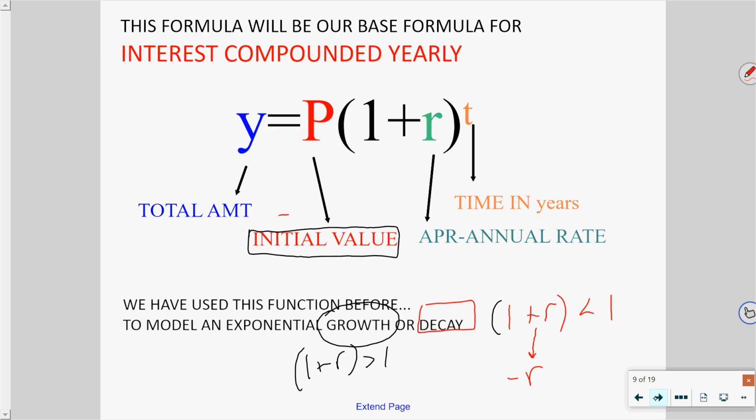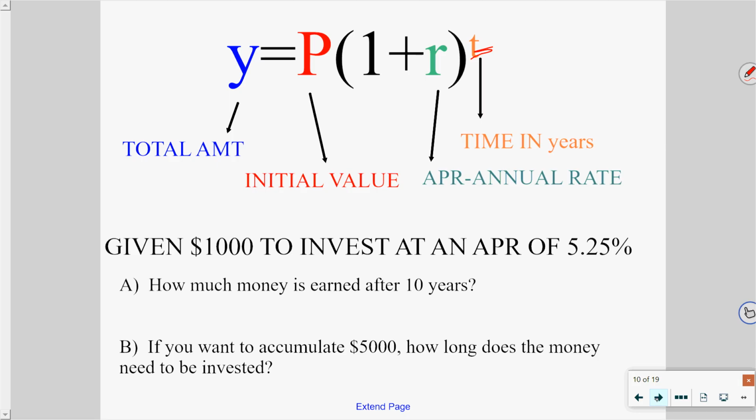Okay? All right. So we are going to take $1,000 and we're going to invest it at an interest rate of 5.25%. We're going to look at how much money we have after 10 years. So you guys need a calculator. I'm going to go grab some.